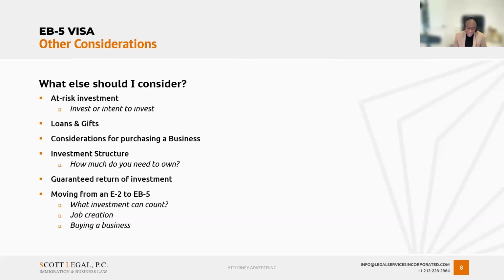because if you have an E2 and you do the source of funds analysis for E2, it's very different. Even though on paper the analysis looks the same, it's going to be very different for EB-5. So you want to actually document and make sure that you have everything put together.